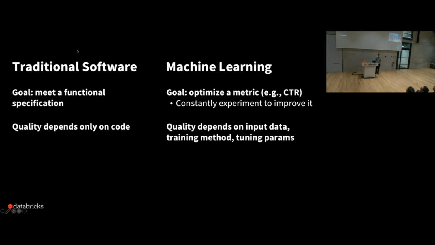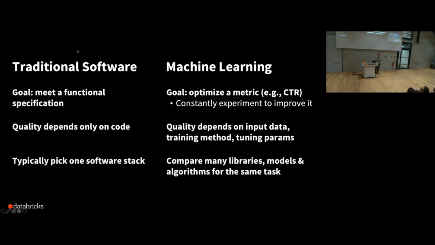The second thing is what goes in. In traditional software, the quality mostly depends on the code, and that's what decides whether you meet the spec or not. In contrast, in machine learning, by definition, machine learning is algorithms that generalize from data. So the quality depends on your input data. And it can also depend on the training method and tuning parameters, which you might have to change as the data changes. So there are more moving parts you have to look at. Maybe you have time to review all the code, but you can't manually review a petabyte of data that will be used to train something. So that's a challenge.